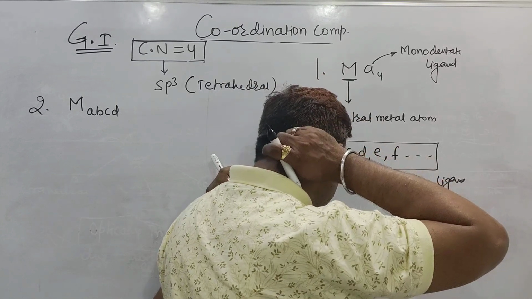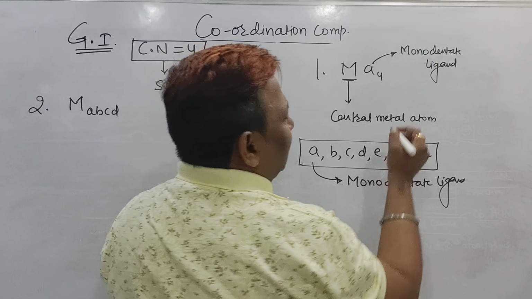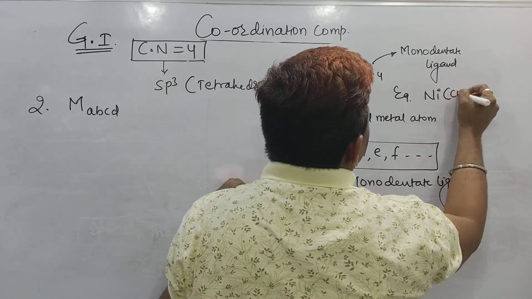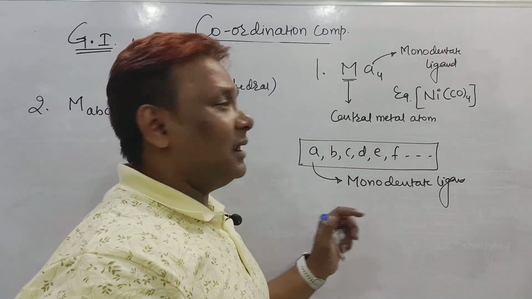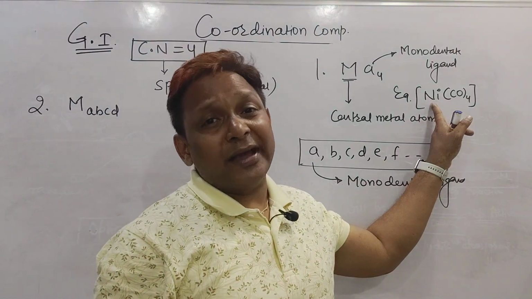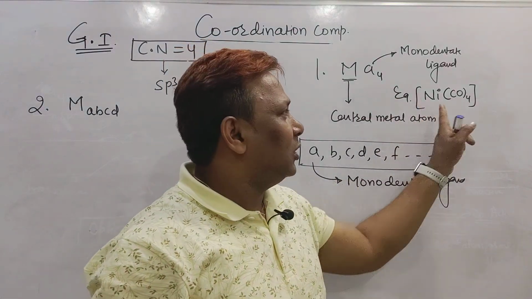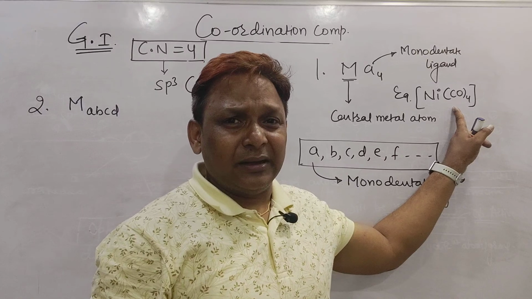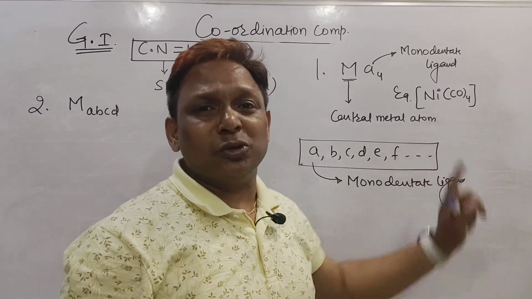If you take 4s2 3d8, it means sp3. Good. Example of this one I will tell you. Take Ni(CO)4. In that one, the hybridization of Ni is sp3. So metal atom Ni will have sp3. All 4 ligands are the same, so obviously it does not have a chiral center. So this compound is optically inactive and it does not show any geometrical isomerism.